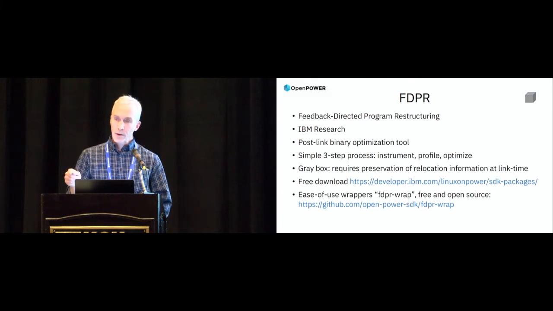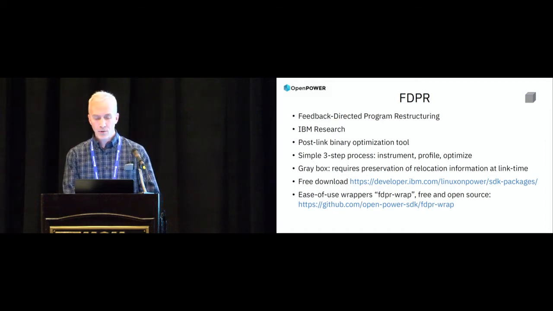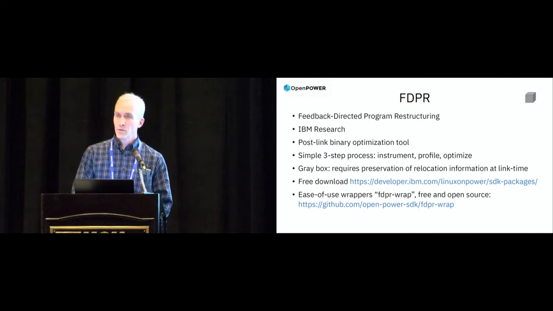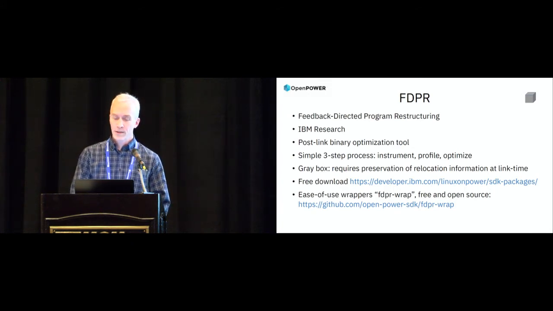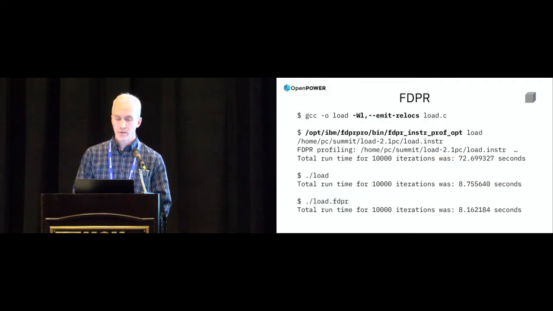The reason there's a gray box here instead of a black box, because you really don't need source code, is that you will probably need to relink. There is a requirement in FDPR to preserve relocation information. So in the link step, you have to add a flag to do that. So relinking is often required because that is not the default behavior. FDPR is a free download, and there are some ease of use wrappers which allow kind of one step to handle that three-step process. And I'll show you a run through of that scenario here.